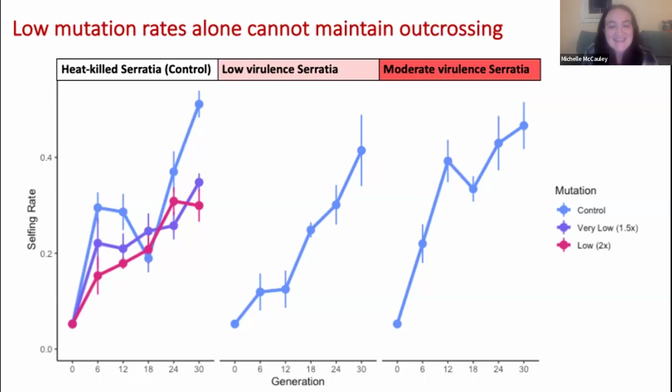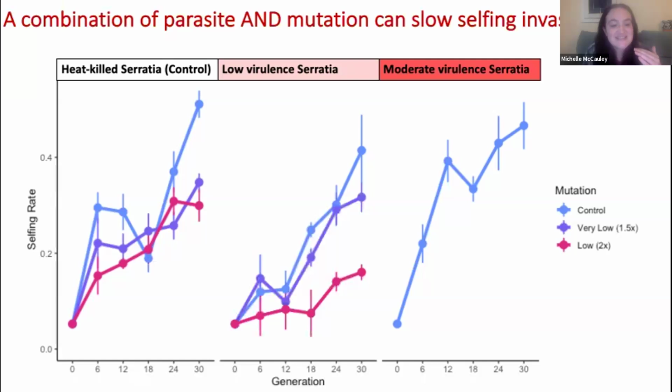Okay, so now we can get into our combination of low virulent parasite plus low mutation rates. And so we finally start to see something interesting happen. In this combination of our low virulent parasite plus our low mutation treatment, we see that the selfing does invade, but the invasion is slowed by a lot. We don't see an increase from the starting rate until generation 24.